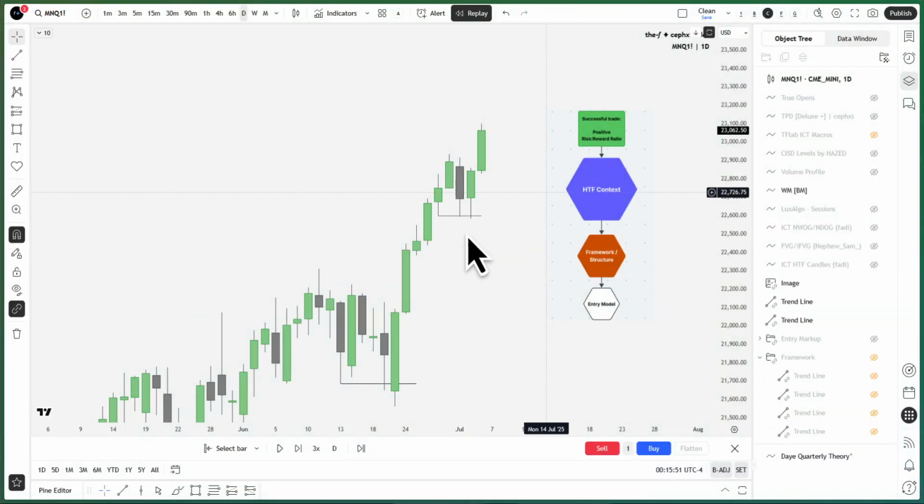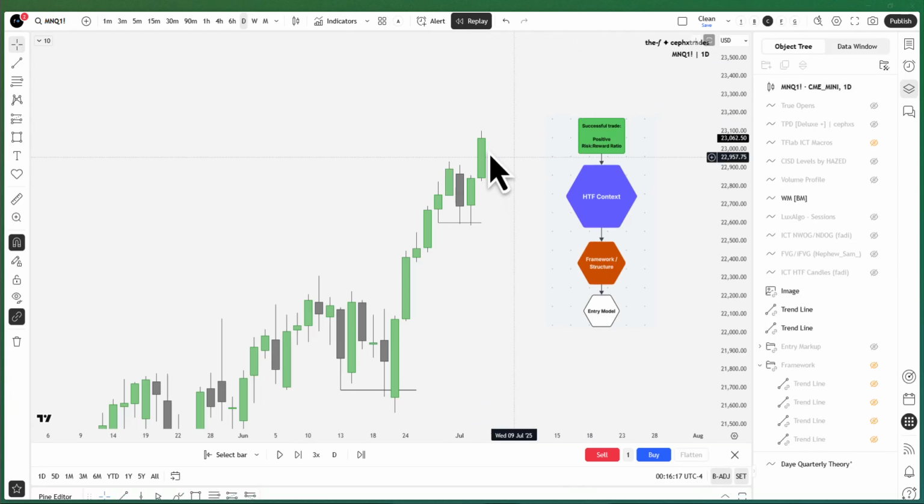Now, looking at this, we have three things to look at, just three things: the higher time frame context, the framework slash structure, and the entry model. Now, if you look over here, this is the daily chart on the NASDAQ futures contract. And I want to go over a trade that I took on Wednesday live on Discord. And I also shared the trade in my Telegram.